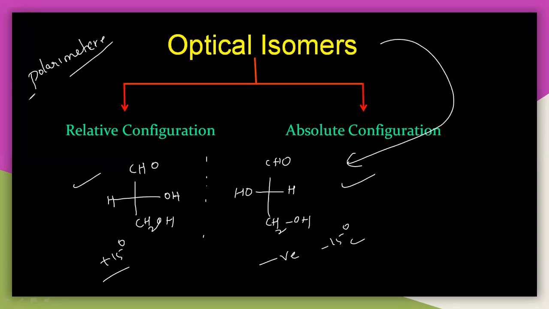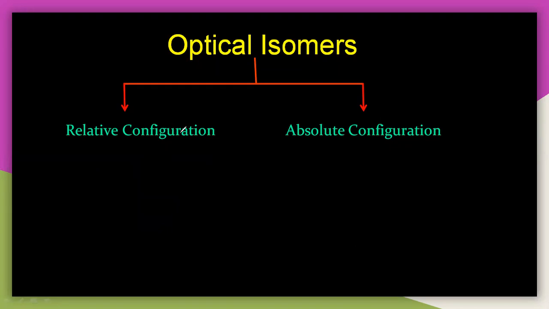That is what we call configuration. We will give two configurations: the relative configuration and the absolute configuration. The relative configuration is nothing but giving symbols for the two isomers. Generally we have two isomers: one may rotate towards the left, or one may rotate towards the right. If it rotates towards the left, it is called levorotatory. If it is the right side, it is called dextrorotatory. Now my question is, we have to give a particular symbol, a particular configuration, for those two isomers.